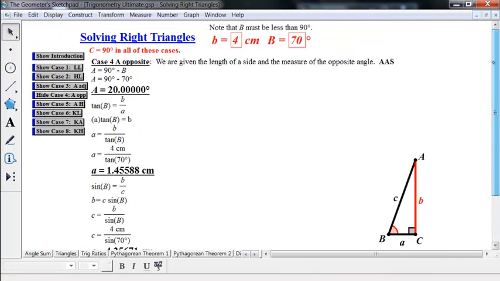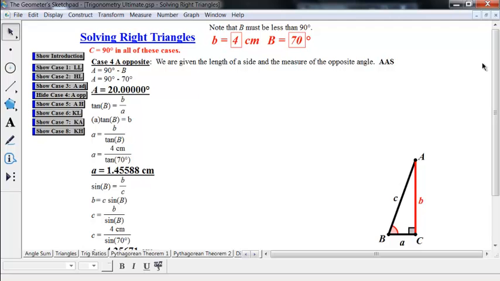Okay, let's try one for you. Let's say we need an acute angle for angle B. How about 80 degrees, and a side length, let's try 3 centimeters. 3 centimeters for side B, 80 degrees for angle B, and of course the right angle for C. Solve that triangle and then come back and check your work.